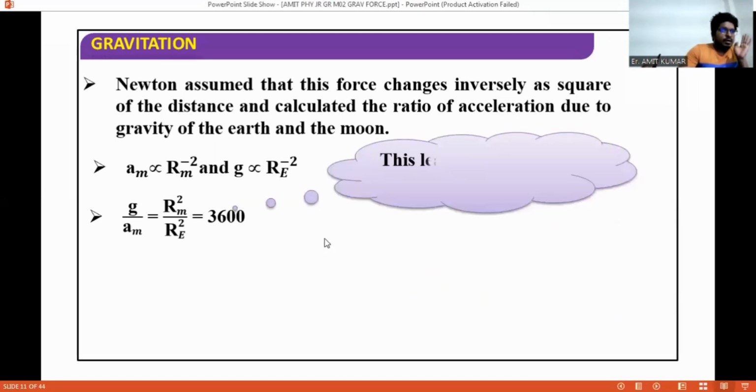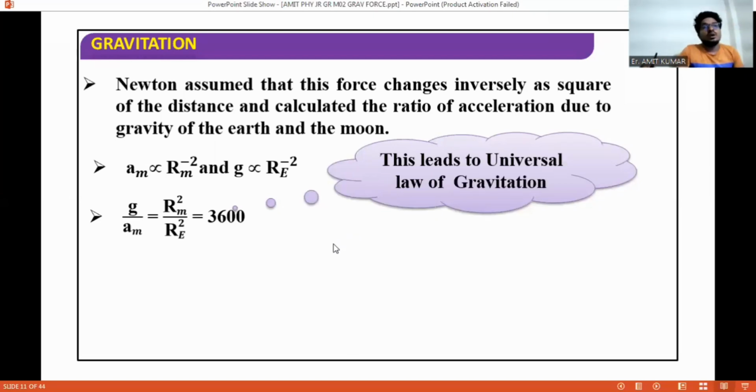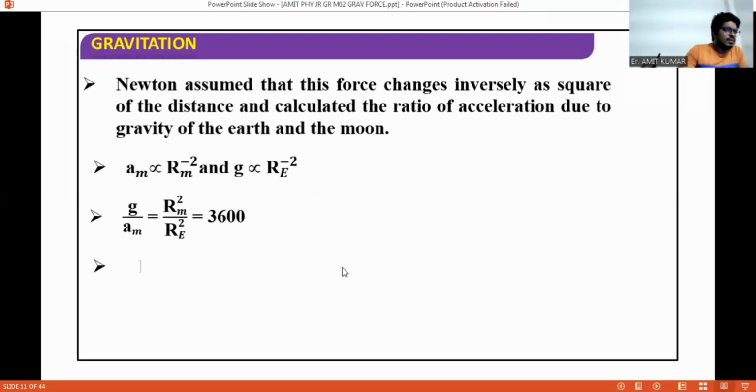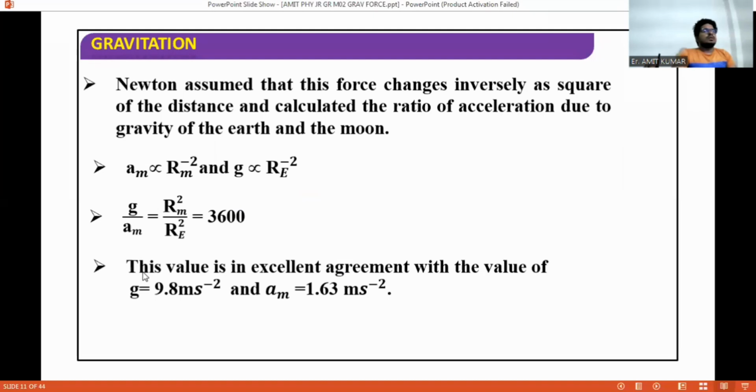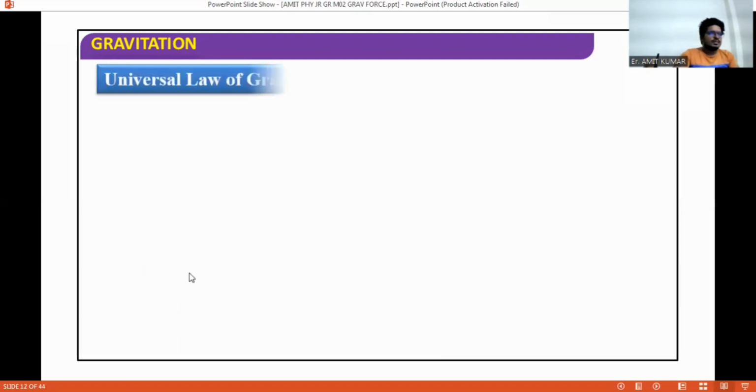Anyone? Okay, so finally from here we created the law that leads to the universal law of gravitation. If you are considering the moon and Earth, what distance do you take? On the orbit, the moon is revolving around us. That distance is R. You'll use that. This value is in excellent agreement with the value of G, 9.8 meter per second square, and AM equal to 1.63 meter per second square. Anyone having any doubt here? Ask me.